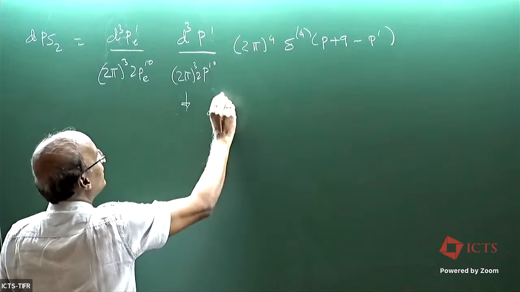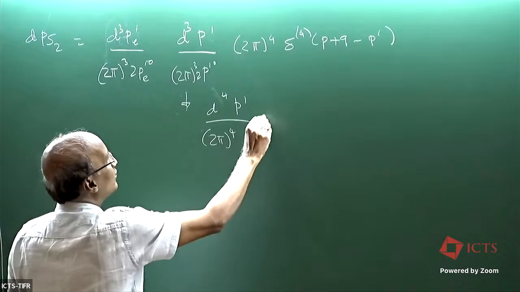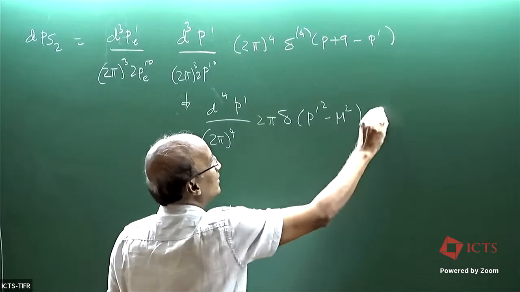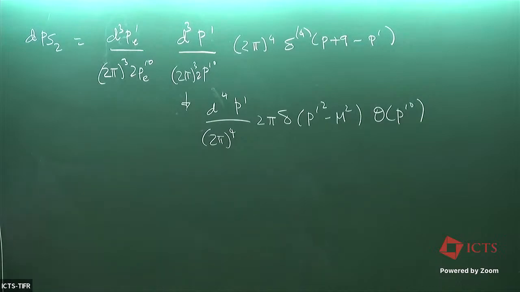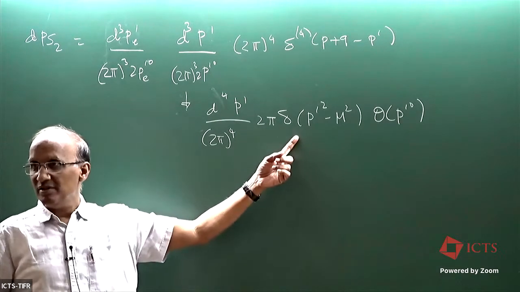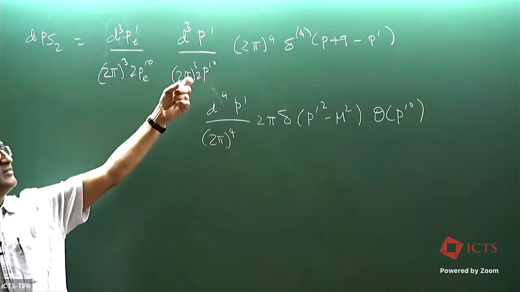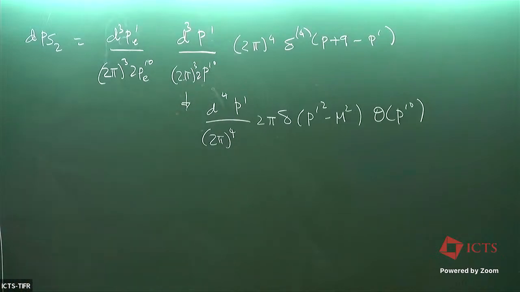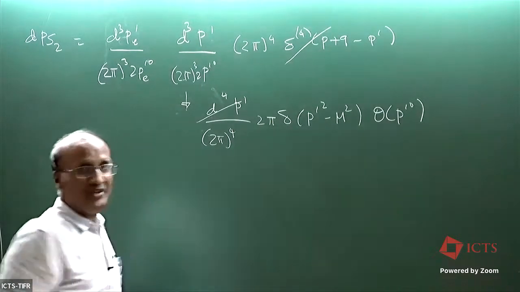You can write it as d^4p' divided by (2π)^4, 2π δ(p'^2 − m^2) θ(p'^0). This is very straightforward to show, because if you just integrate the time component, or energy component, of this, you'll get back this with a Jacobian of this kind, 1 over 2p'^0. So this will really help you to integrate this. If I substitute here, this integral I can perform very easily.